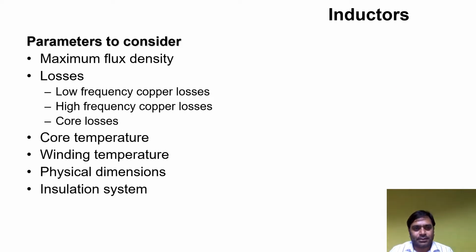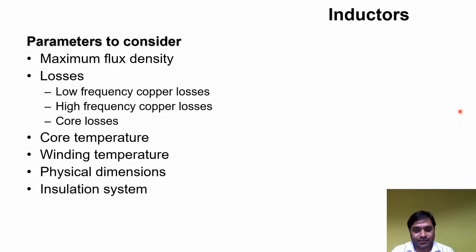For inductors, let us discuss the important parameters which we should consider for inductor design, as we saw in the previous video. First is the maximum flux density. How much flux density we should consider so that our components operate perfectly fine. And second is the losses. We are going to discuss what kind of losses occur in the inductors. One is the low frequency copper losses, which we call DC losses, and second is the high frequency copper losses, and then core losses.